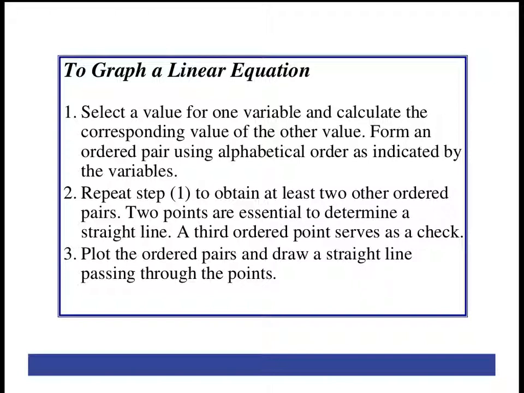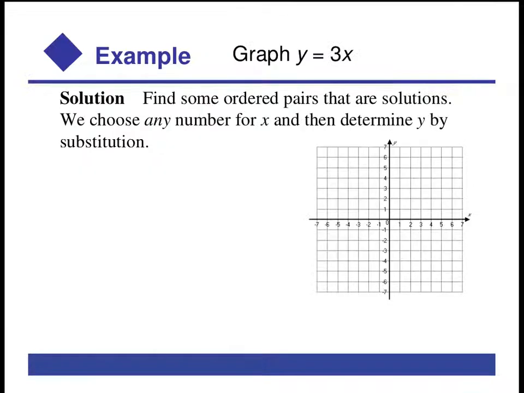So you want 3 points, okay? A third ordered pair serves as a check. That's why you want 3 points. Plot the ordered pairs and draw a straight line that passes through them.